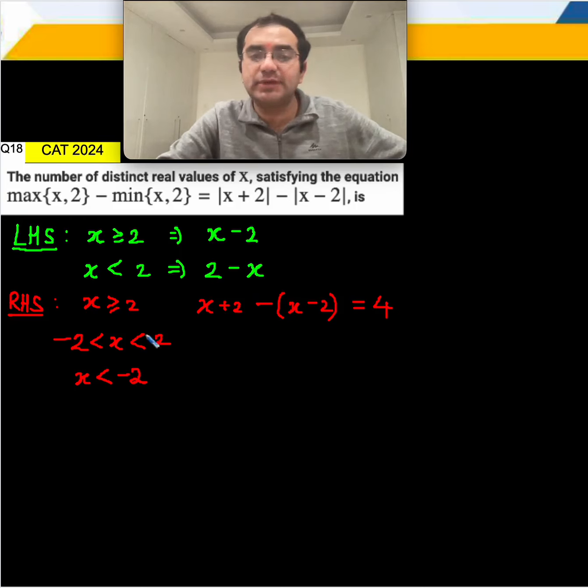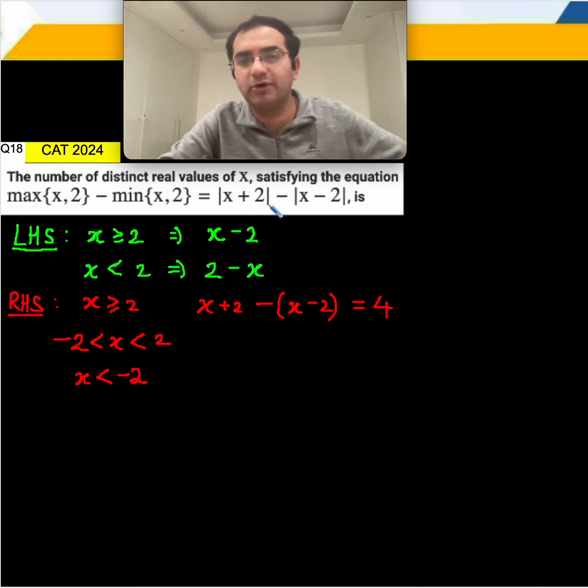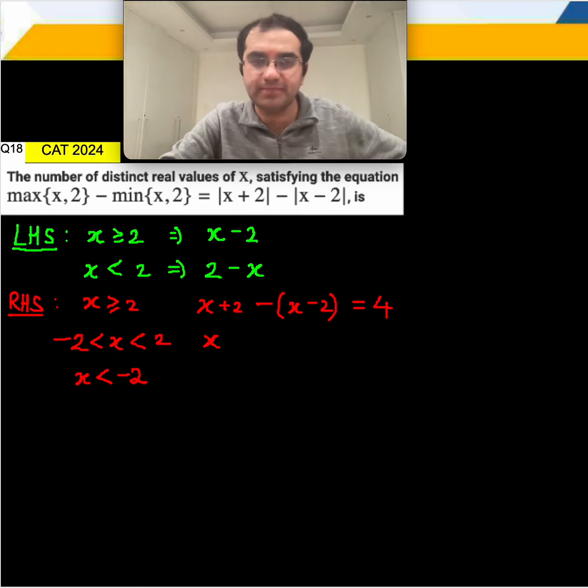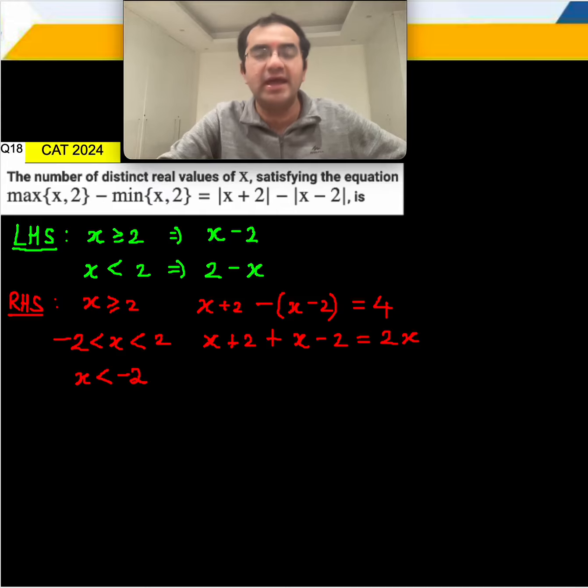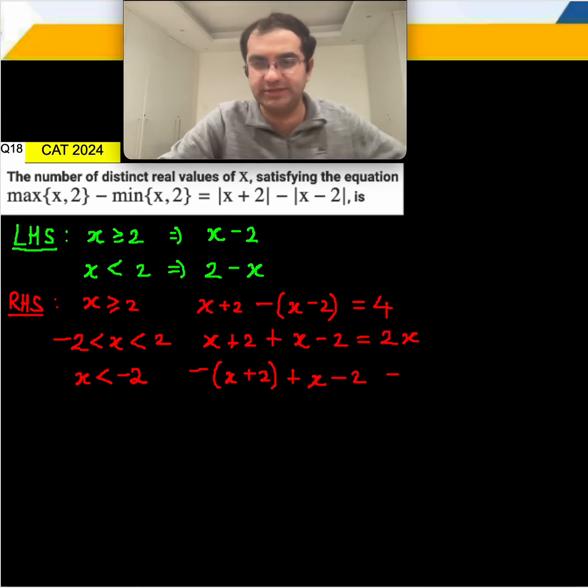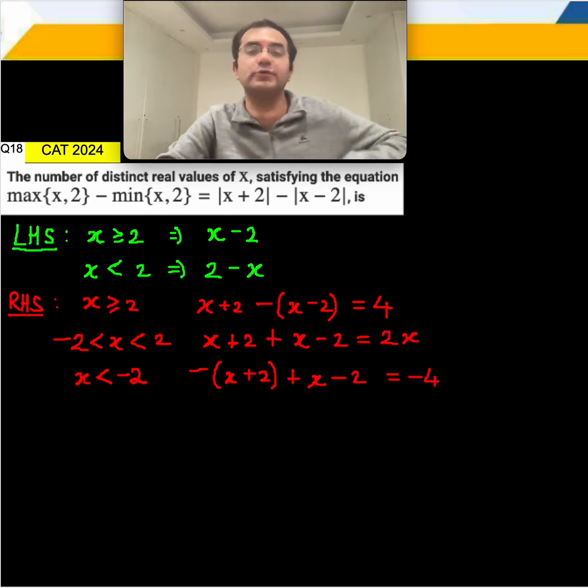If x is between -2 and 2, then this mod function is already positive but this one is negative. So in the definition, a minus sign gets applied to it. So you have x plus 2 minus minus plus x minus 2, which becomes 2x. And if x is less than -2, then both will get a minus sign: minus of x plus 2, and the other one minus minus plus of x minus 2, which becomes equal to -4.